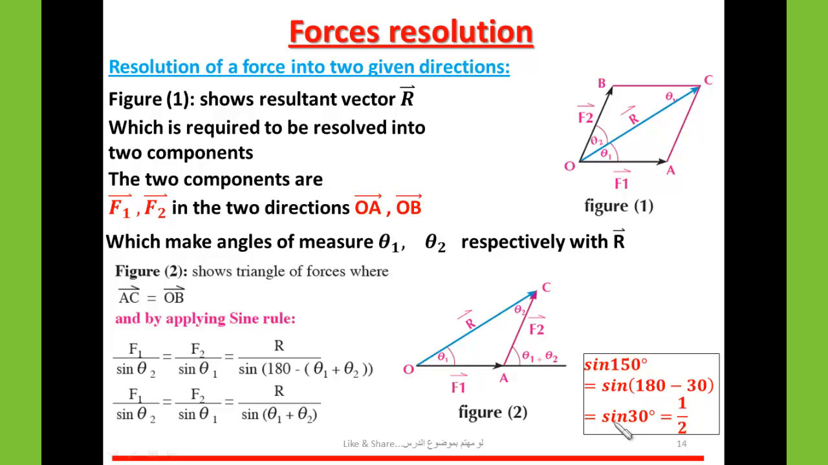So sine 150 equals half, also sine 30 equals half. Note that 150 is 180 minus 30, like in our example here. Sine of (180 minus (θ1 plus θ2)) equals sine (θ1 plus θ2). So the required rule, which we will use always, is F1 over sine θ2 equals F2 over sine θ1 equals R over sine (θ1 plus θ2), as we will see in the examples.